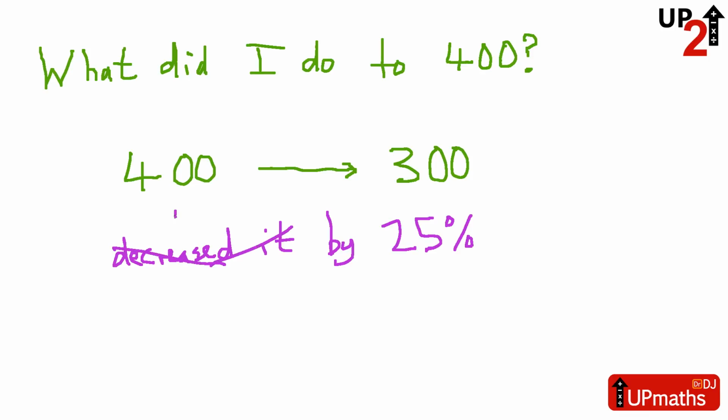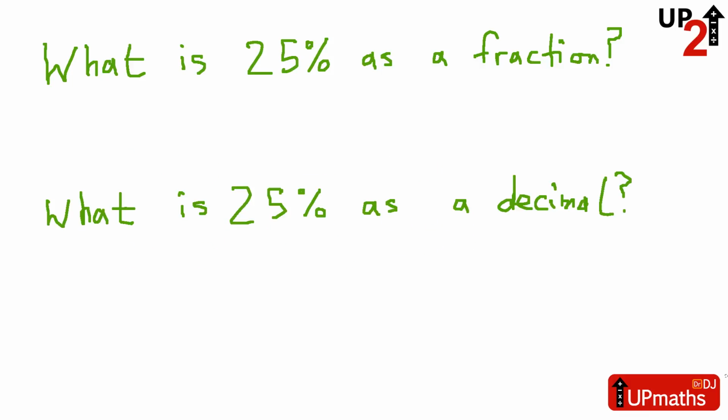And you might have said minus. Questionable use of a verb there anyway. Just because you might have mirrored what I said in the last question. What is 25% as a fraction? Well, that's a quarter. What's 25% as a decimal? Well, that's 0.25.